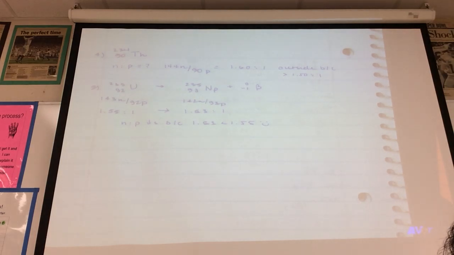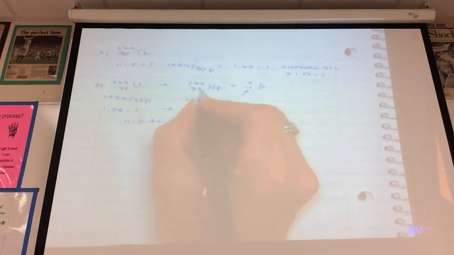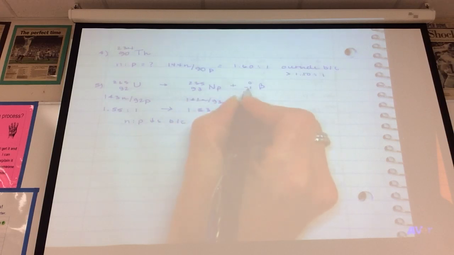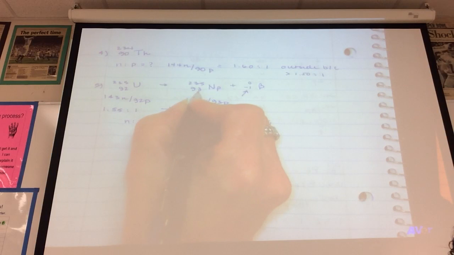Yep. For number 5, why did U turn to E? Because when you emit a beta particle, what plus -1 makes 92? That's 93. When you change the atomic number, you look at the periodic table to get the element.